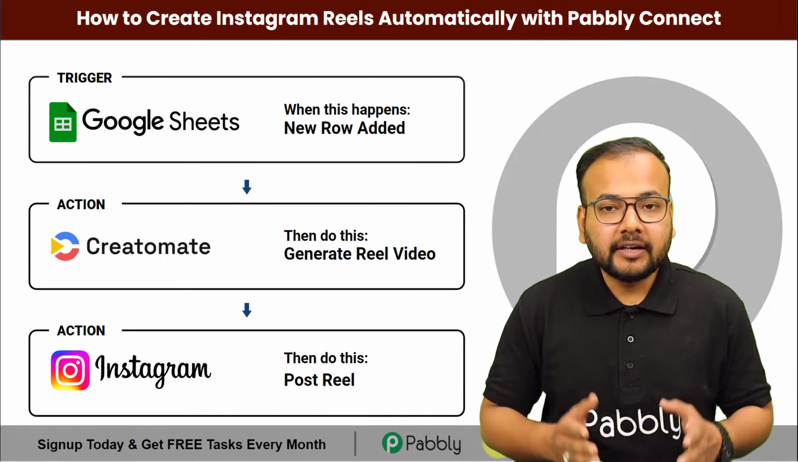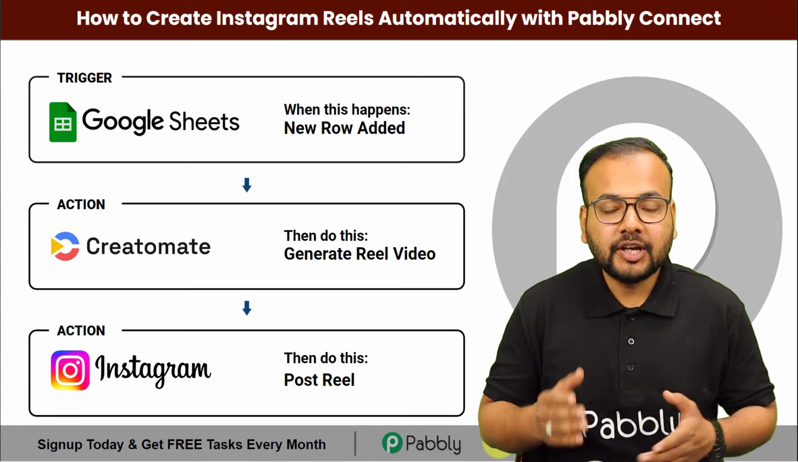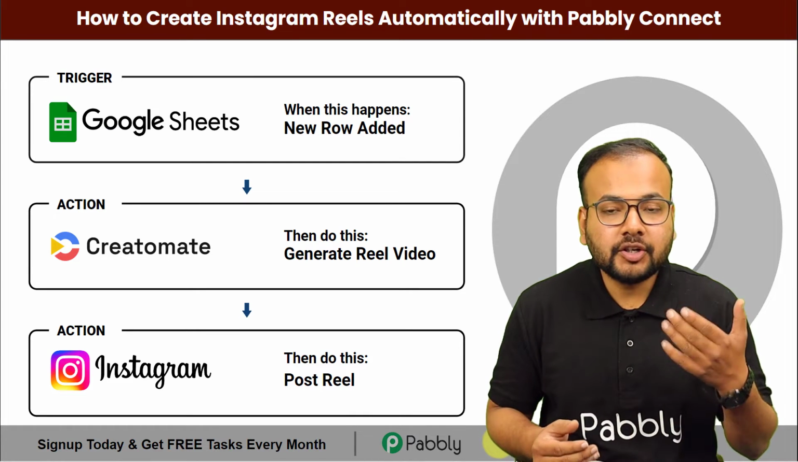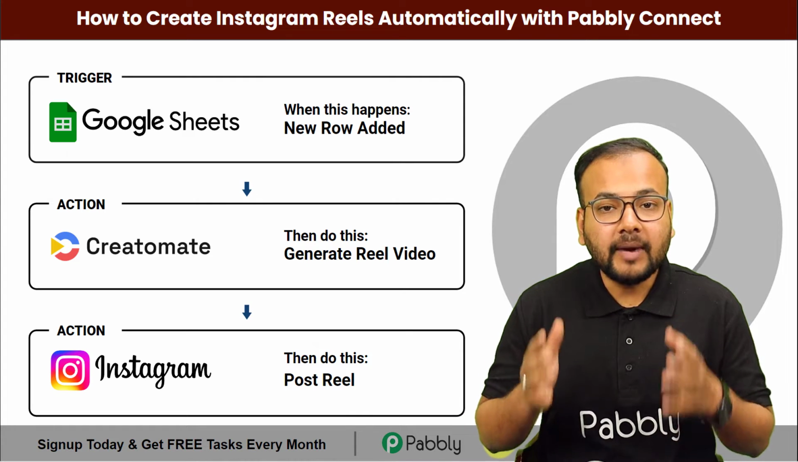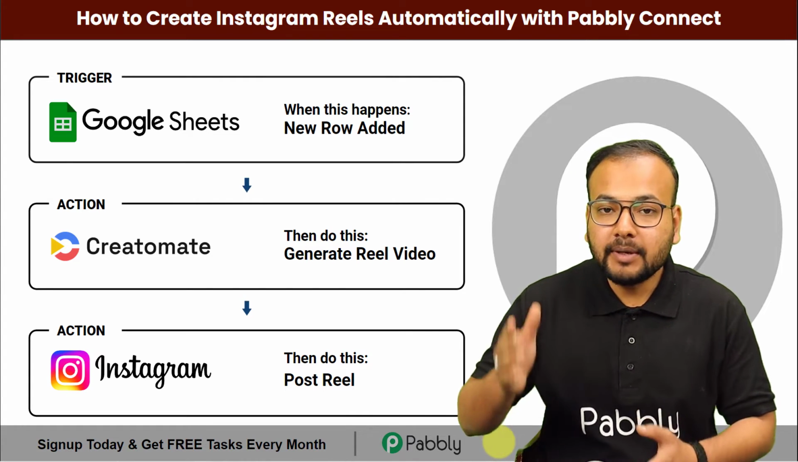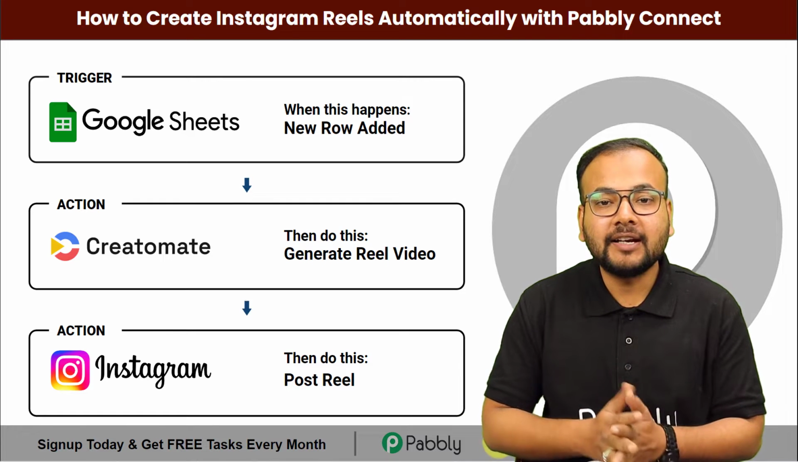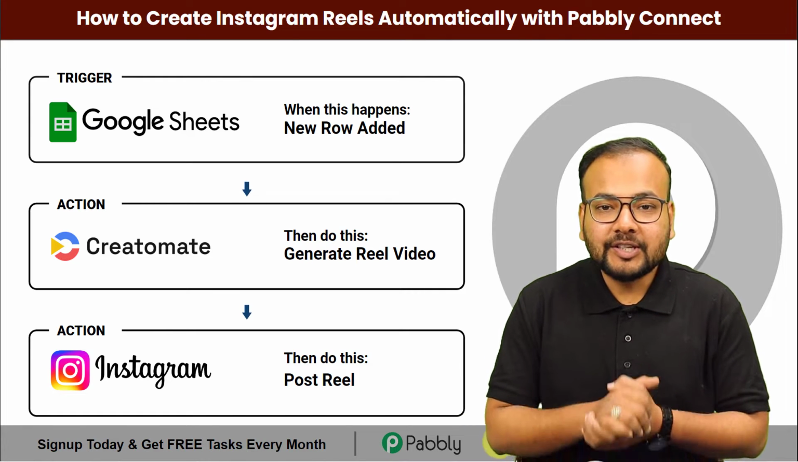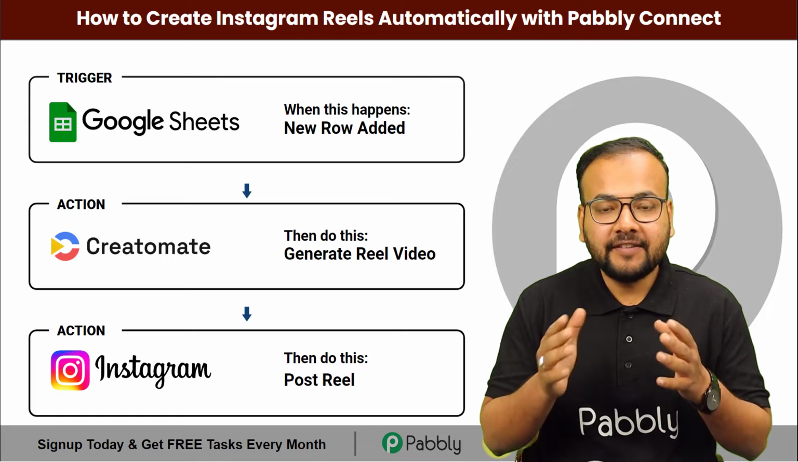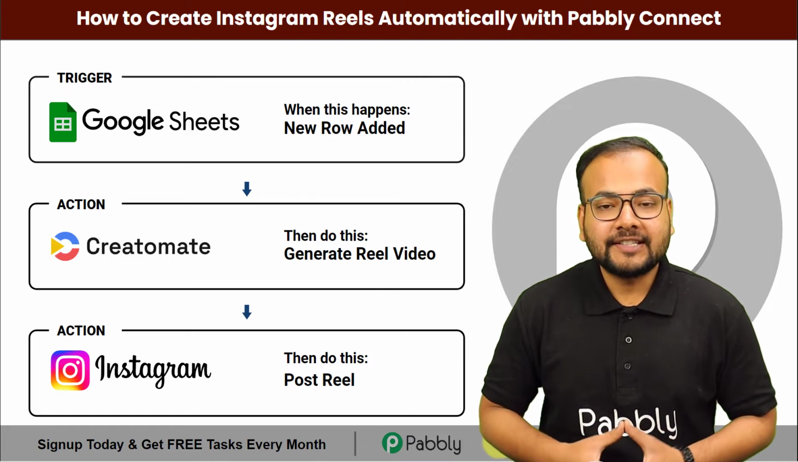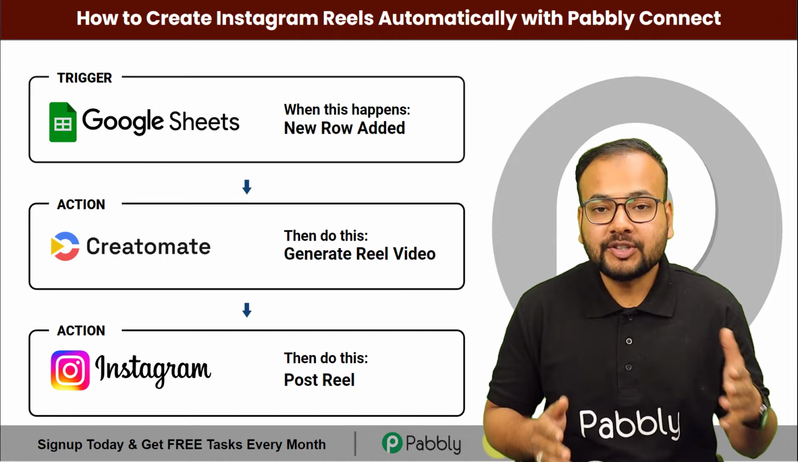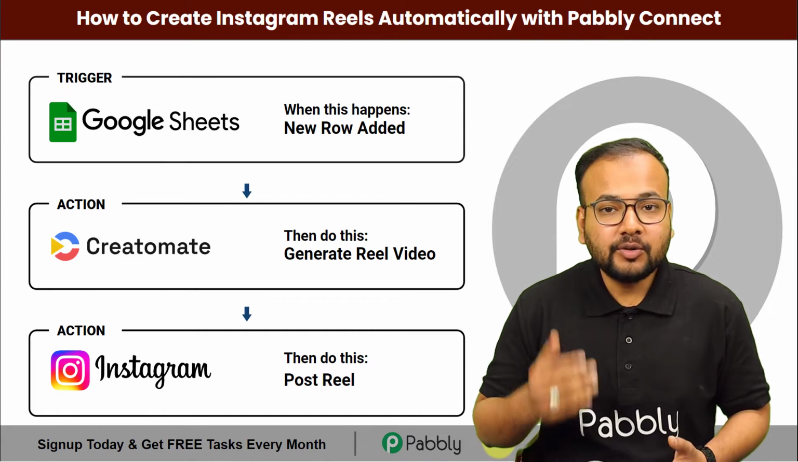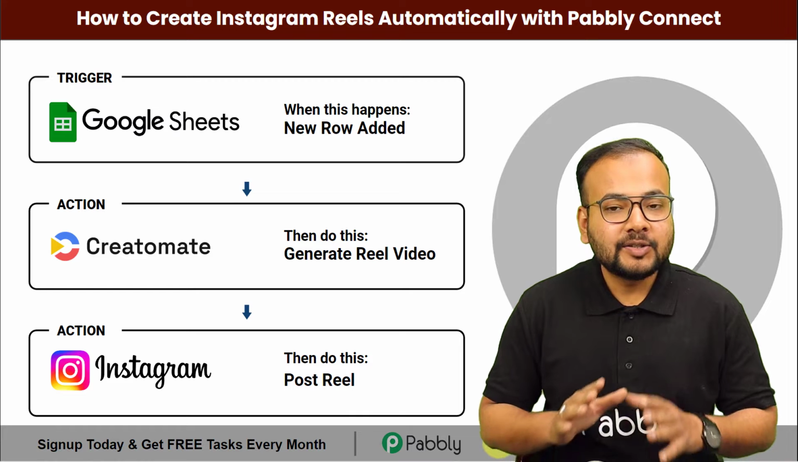And after that, Create-O-Mat application, which is an automated video creation tool, is going to generate the reels out of that data automatically, and the same reels will be published on your Instagram handle automatically. So this automation setup will help you save time and boost your Instagram presence. So by the end of this video, you will learn everything about setting up this automation, and we are going to do this without any coding super easily.